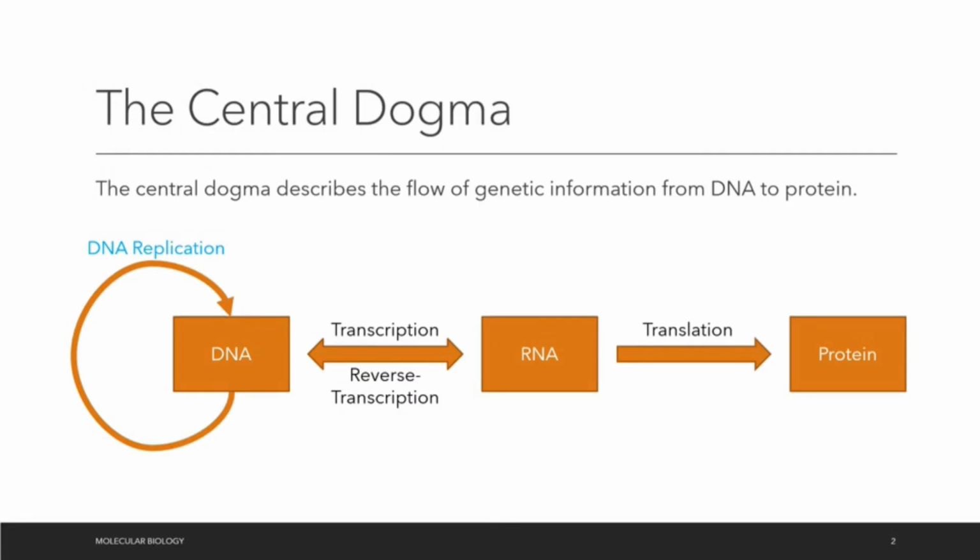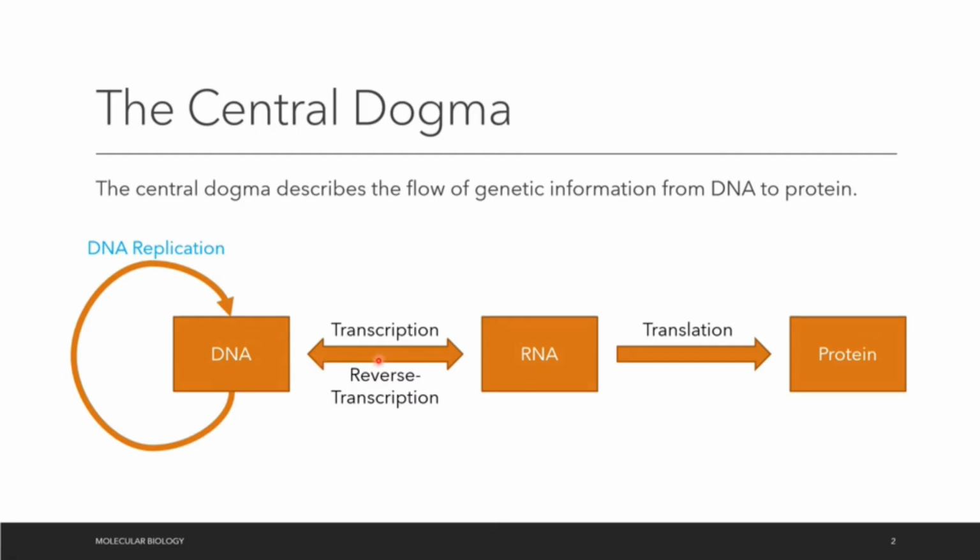Before we move on to DNA replication, I want to revisit the central dogma that you may have learned previously in CBB. The central dogma describes the flow of genetic information from DNA to protein. This is how the central dogma is generally represented. We start from DNA, and DNA is a kind of molecule that can actually replicate itself. So we have the first part of the central dogma being DNA replication.